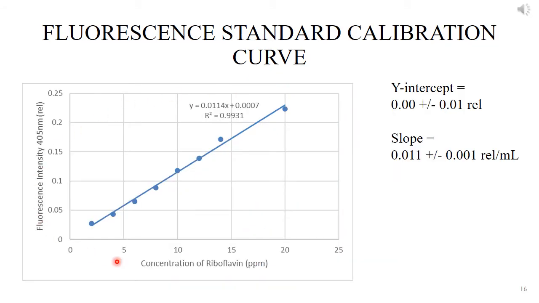The calibration curve shows a linear relationship between the concentration of riboflavin and the fluorescence intensity at the excitation wavelength of 405 nanometers and lambda max at 516.7 nanometers. The y-intercept is 0.00 plus or minus 0.01, and the slope is 0.011 plus or minus 0.001 relativity over milliliters.